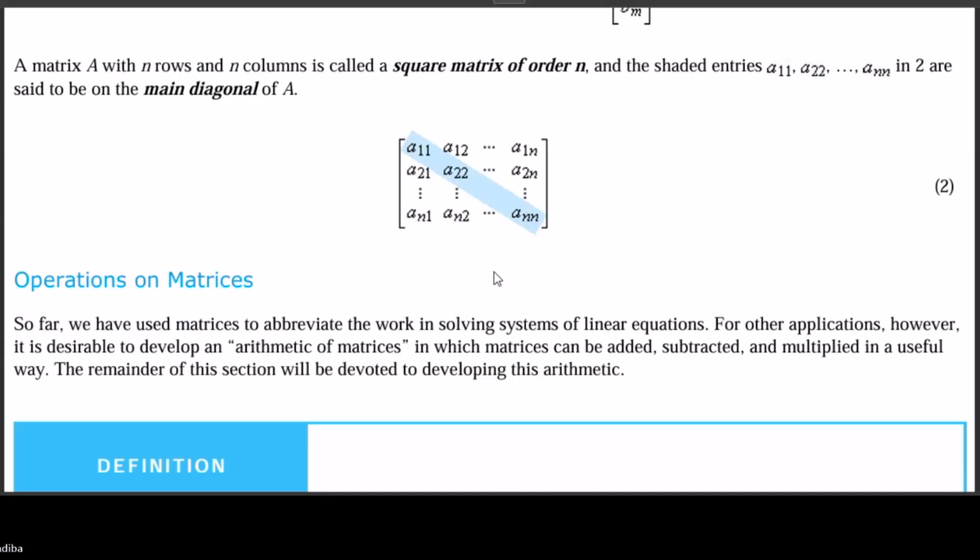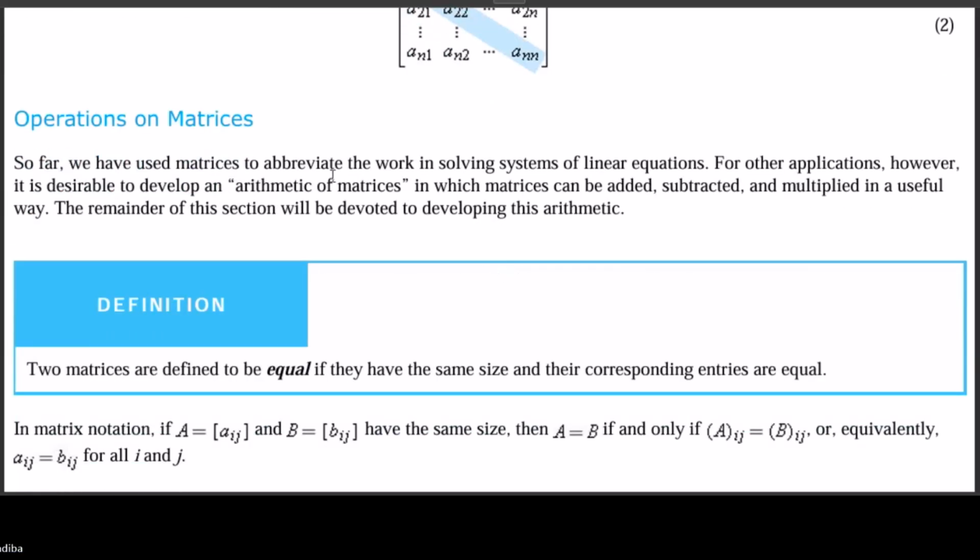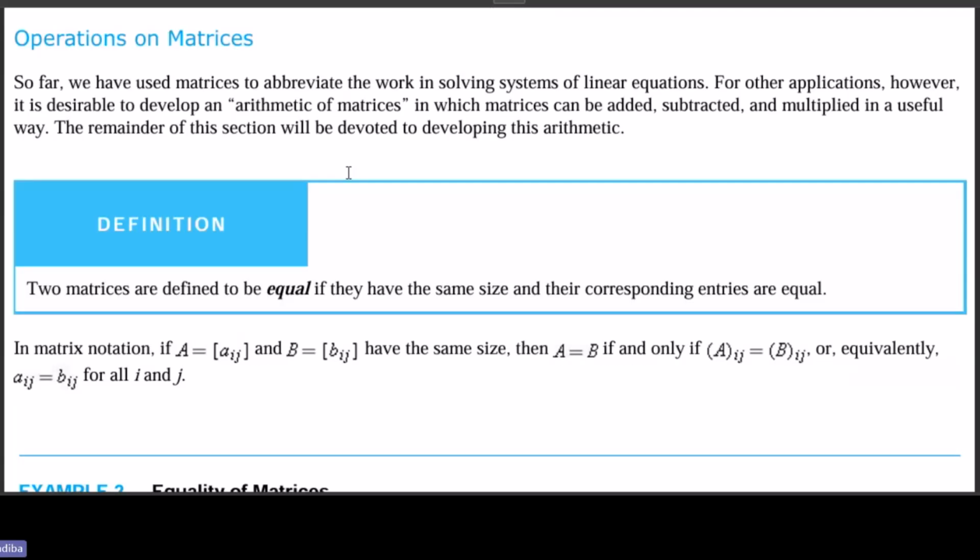Now, please, let's look at operations on matrices. And let's start by looking at this definition. This definition is saying two matrices are defined to be equal if they have the same size and their corresponding entries are equal. Two matrices are equal if they have the same size and the corresponding entries are equal.